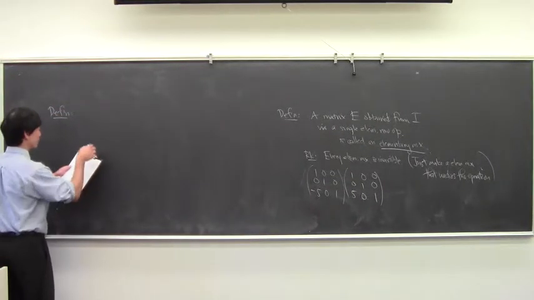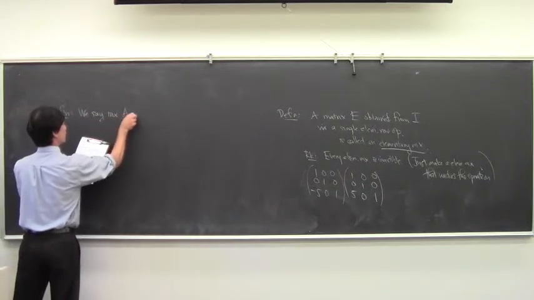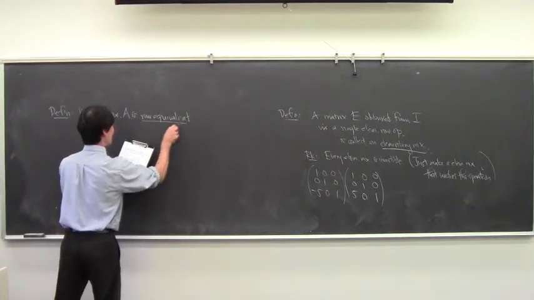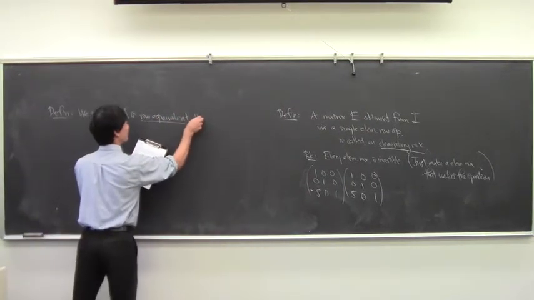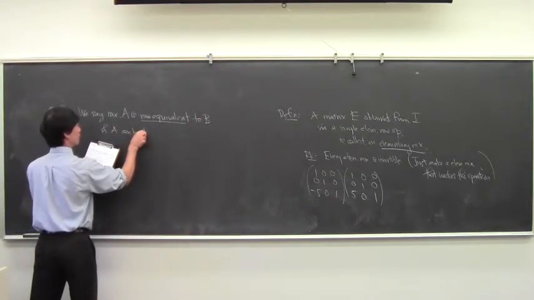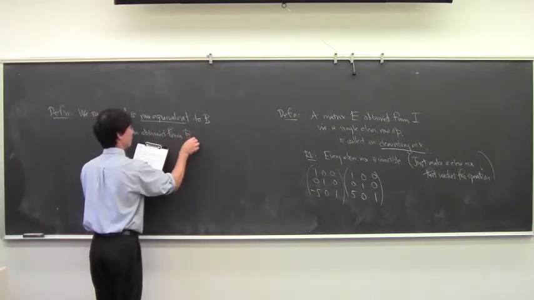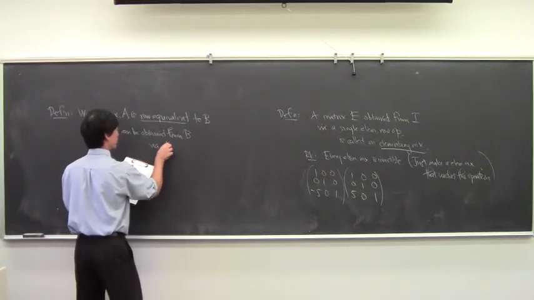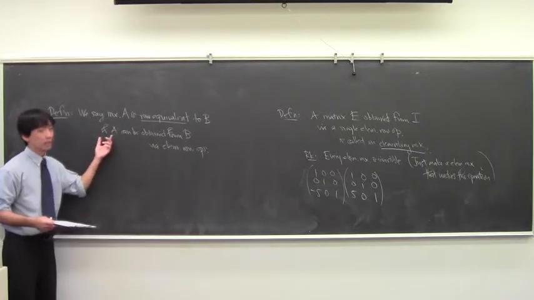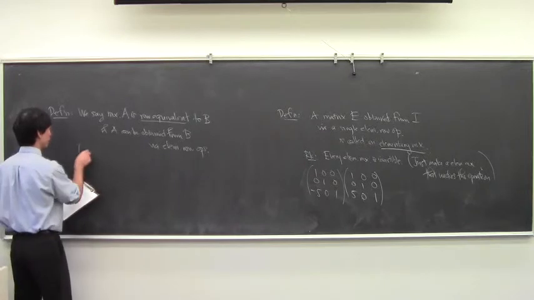Another non-interesting statement. We say the matrix A is row equivalent to B if A can be obtained from B via elementary row operations. In other words, you can hit A with a bunch of elementary matrices and end up with B.